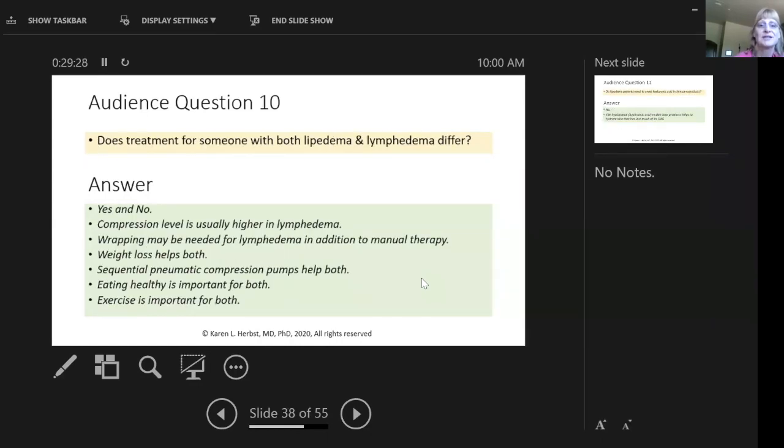Number 10, does treatment for someone with both lipedema and lymphedema differ? Well, yes and no. So I think the compression level is going to be higher if lymphedema is present compared to just lipedema. And wrapping may be needed for lymphedema in addition to manual therapy, whereas wrapping may not benefit someone who just has lipedema alone. I think weight loss helps both, pumps help both, eating healthy is important for both, and exercise is important for both.